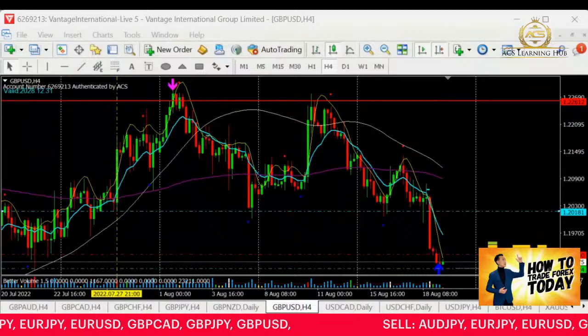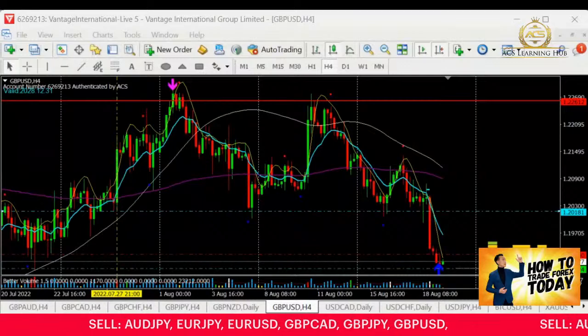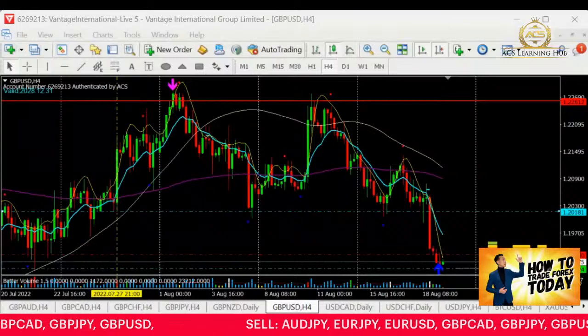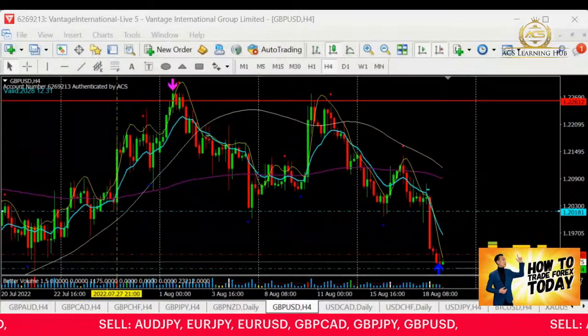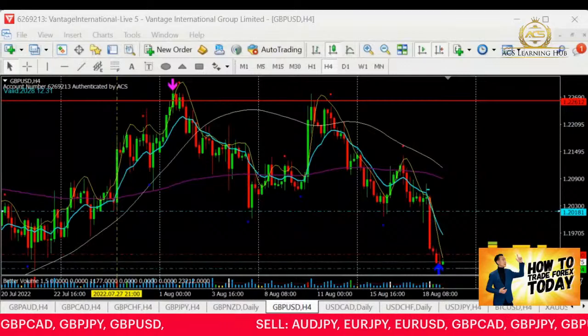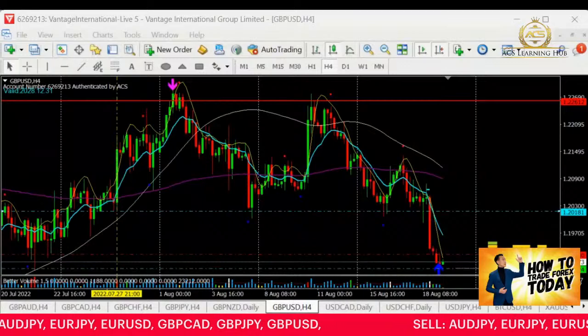There's news for pound today. I think it's the retail sales, so not a very big one. Of course, there will be some movement.